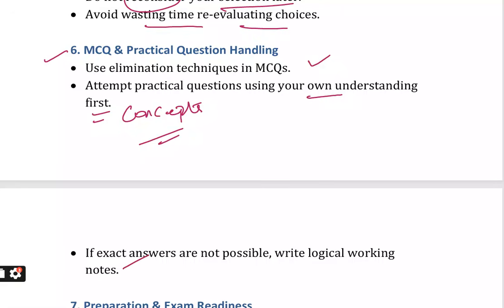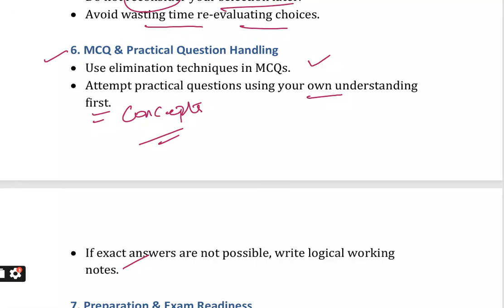So if exact answers are not possible, write logical working notes, no problem. If you cannot give an exact perfect answer, at least do the logical working notes. Write as much as possible instead of just copying the textbook. If it is not relevant, don't just copy from the textbook. For the sake of writing, don't write anything.